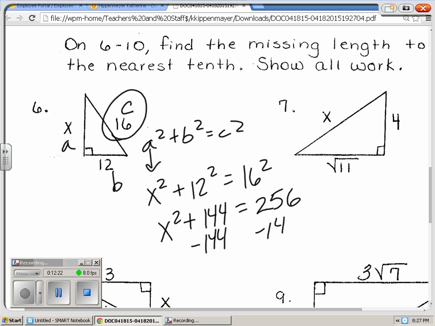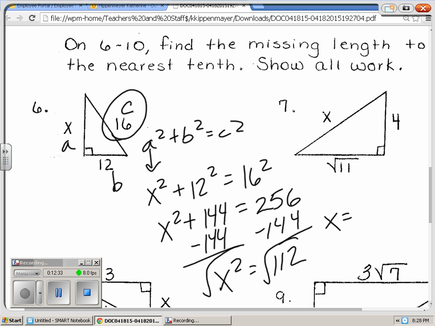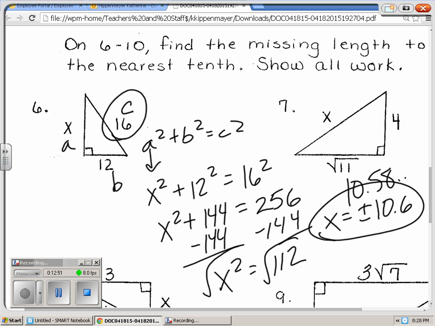Subtract 144 from each side, and we get x squared equals 112. We take the square root of each side. Now here's where I want you to remember, and again it's to the nearest tenth. So it's 10.6. It was 10.58, etc. I want you to remember that when you take the square root of something, the answer is really a positive or a negative value. In those story problems, we only use the positive value because they were lengths.